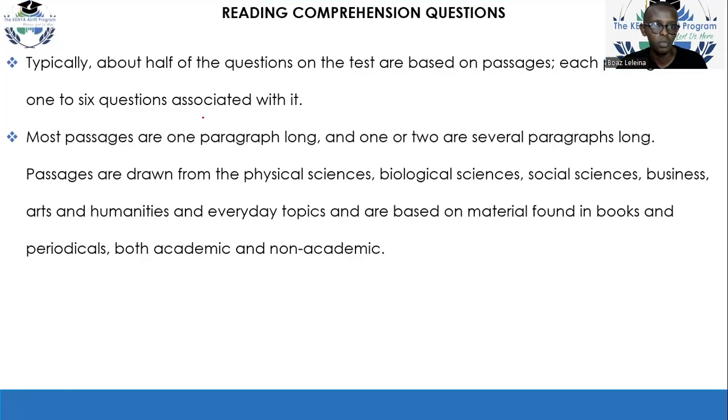So reading comprehension is very important. Half of the questions on the test are based on passages. Each passage has 1 to 6 questions associated with it. Depending on how long the passage is, you will have maybe 1 question or up to 6 questions associated with 1 specific passage. So these types of questions are very important to get a good score in the GRE verbal section.